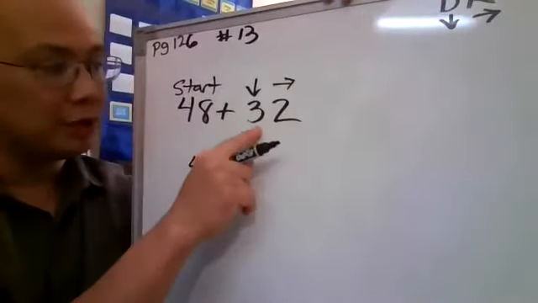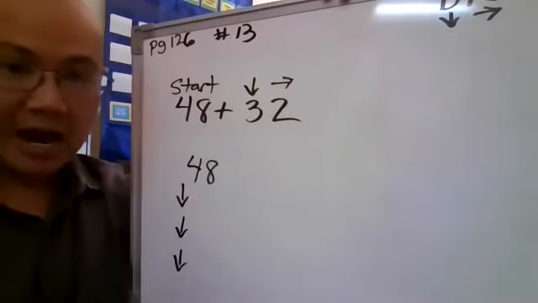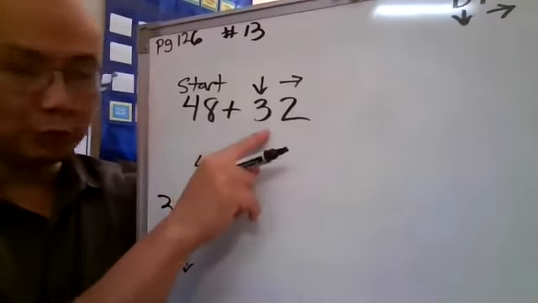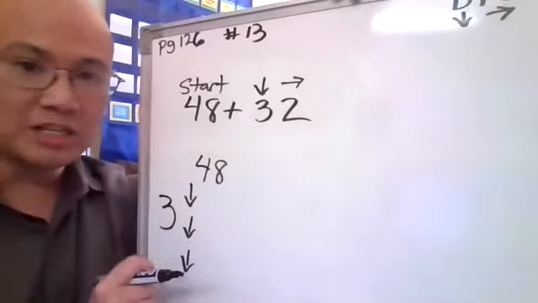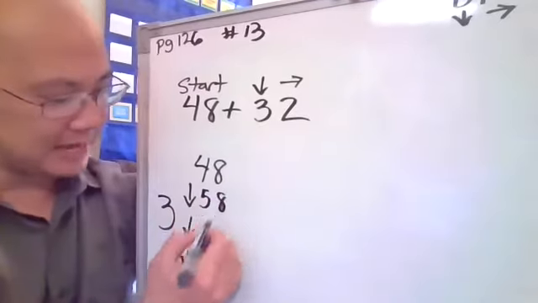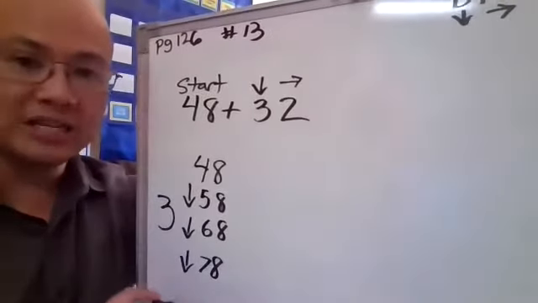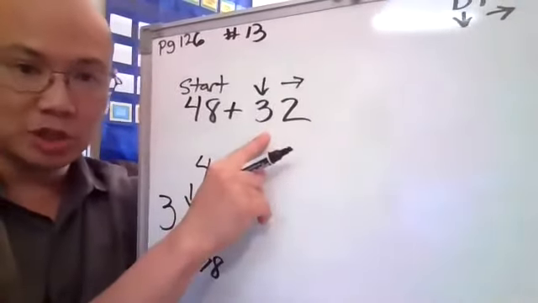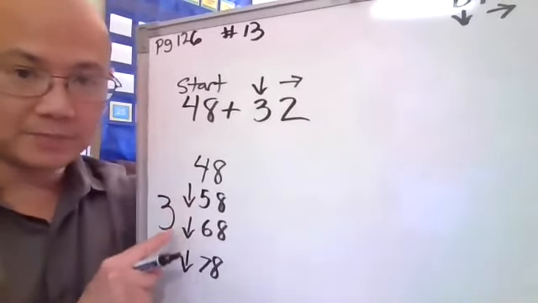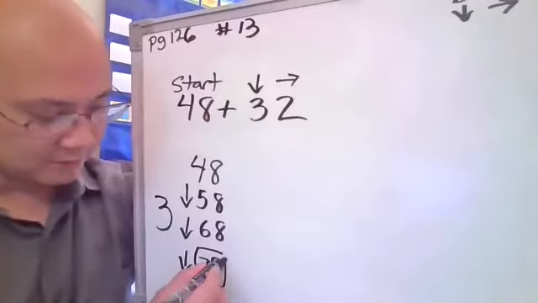And then I move down 3 spots. I move down 1, 2, 3. As I move 3 spots down, I count on the number line, and my number is going to increase: 58, 68, 78. I have moved 3 spots down in the tens position. I moved down 3 spots: 48, 58, 68, 78. So my new number becomes 78.